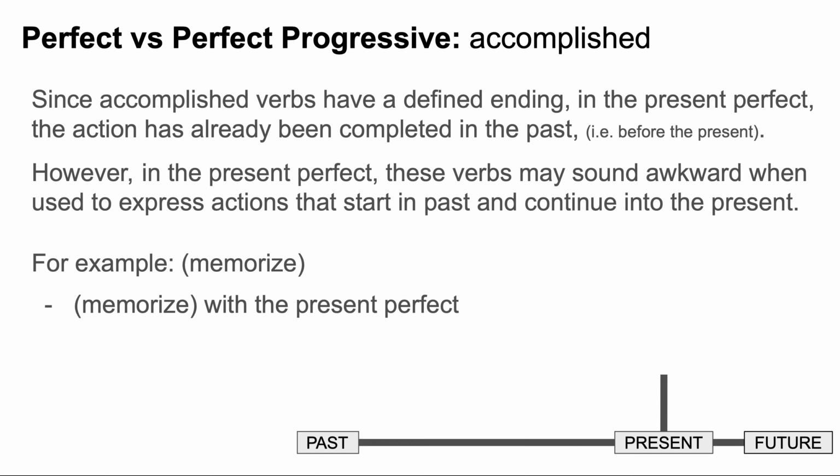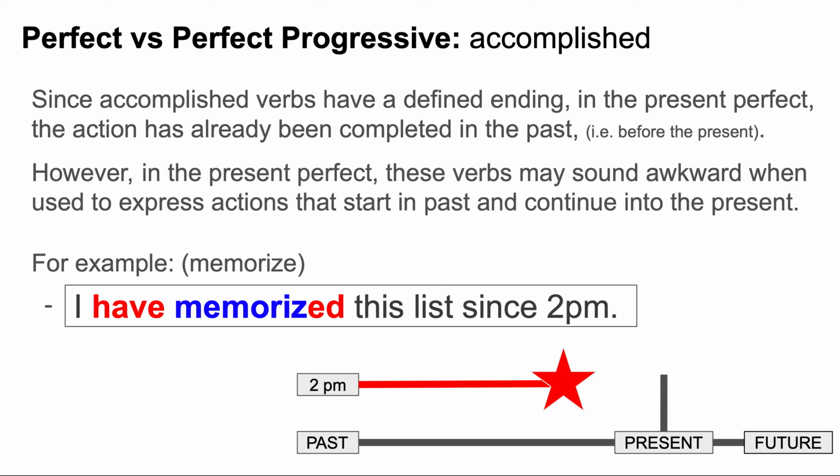However, in the present perfect, these verbs may sound awkward when used to express actions that start in the past and continue into the present, because as we know, it has a defined ending and the action has already been completed in the past. For example, memorize with the present perfect. I have memorized this list since 2 p.m.